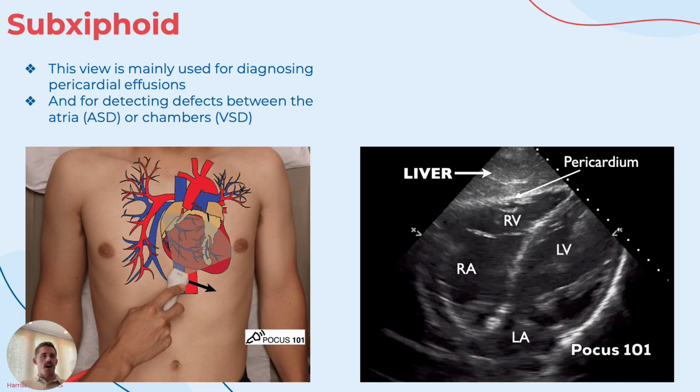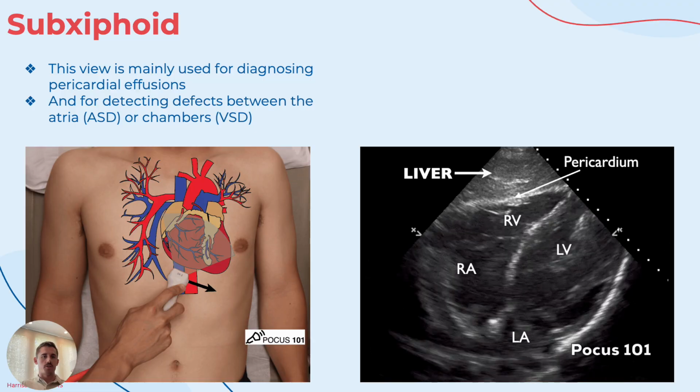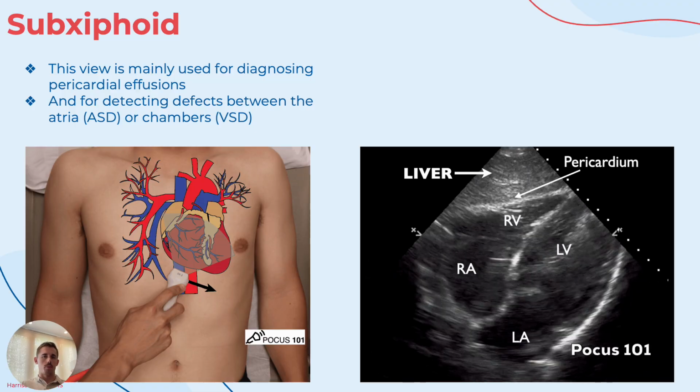Again, just like in the FAST, this is mainly used for diagnosing pericardial effusions. You can detect chamber defects with this, ASD, VSD, congenital heart defects, things like that as well. Again, that would be with color Doppler.